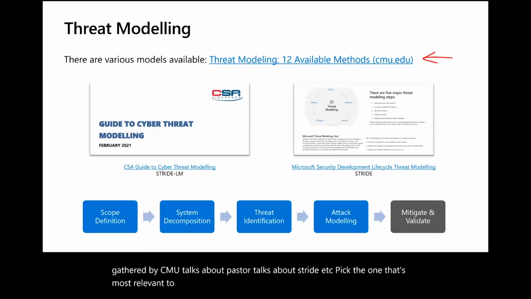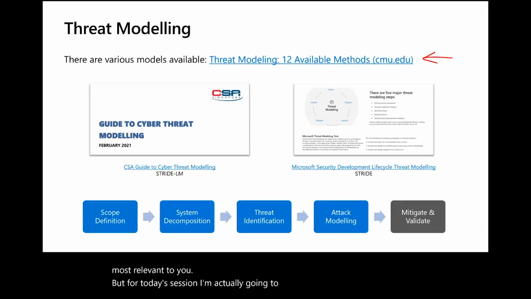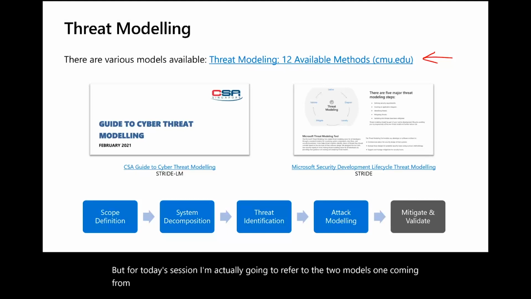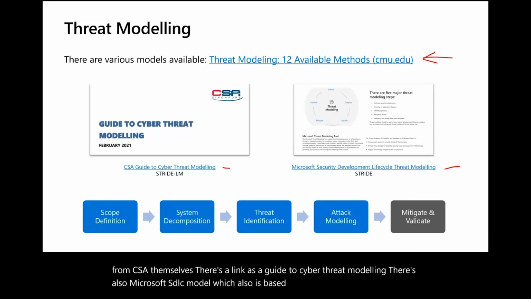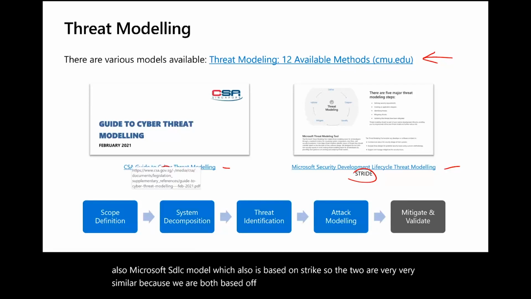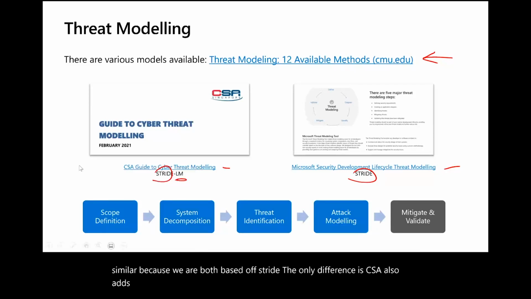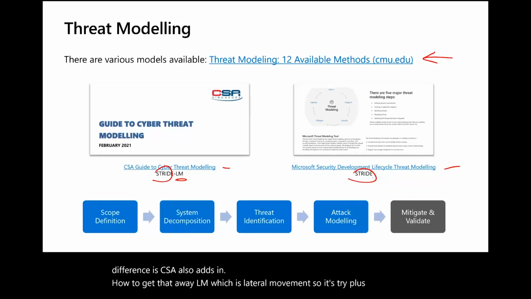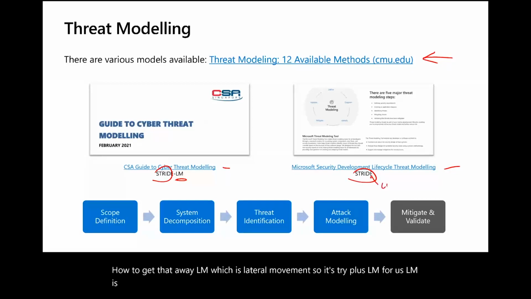But for today's session, I'm going to refer to two models, one coming from CSA themselves. There's a link here, the CSA Guide to Cyber Threat Modeling. There's also Microsoft's SDL model, which is also based on STRIDE. So the two are very similar because both are based off STRIDE. The only difference is CSA also adds in LM, which is lateral movement. So it's STRIDE plus LM. For us, LM is parked under E, elevation, right? So it's similar. We're not going to have too many deviations in terms of our fundamentals.